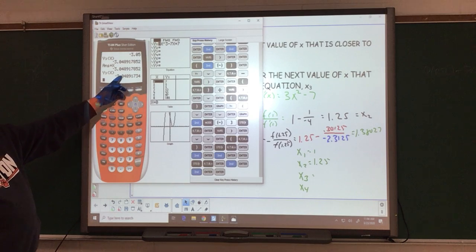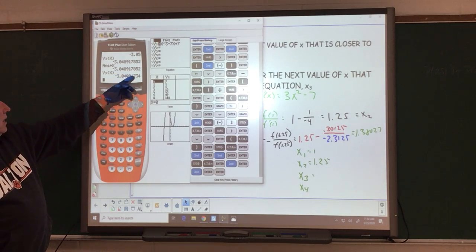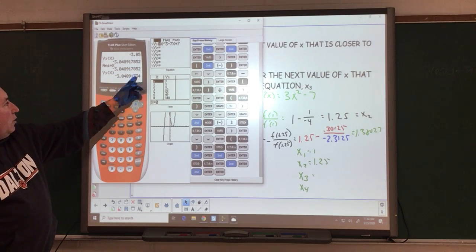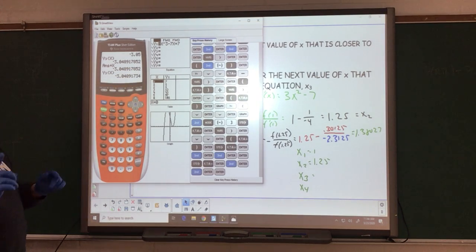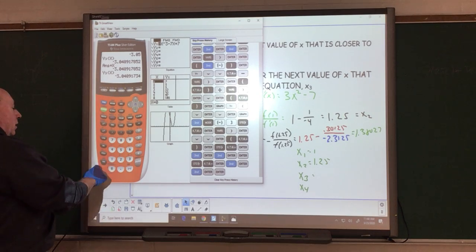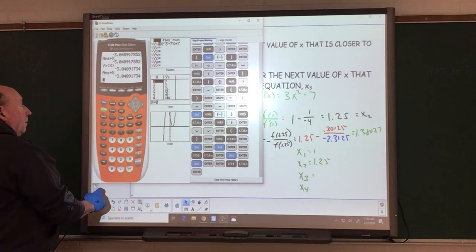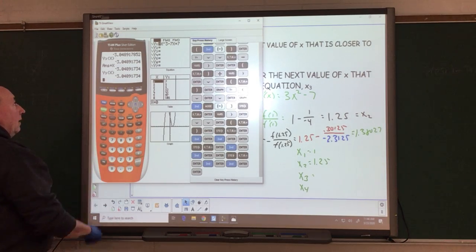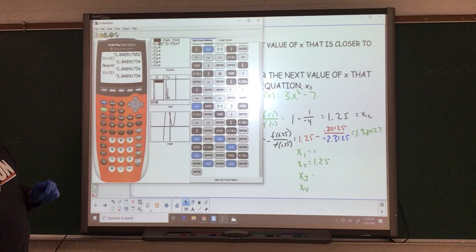Okay, -3.408917. Okay, so we're good through the 7s, then we have 852 and the 34. So when we're that close, we probably have one more value. We store to x, second entry, and we have a repeating value.